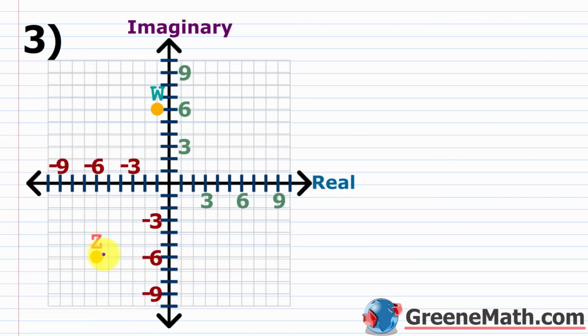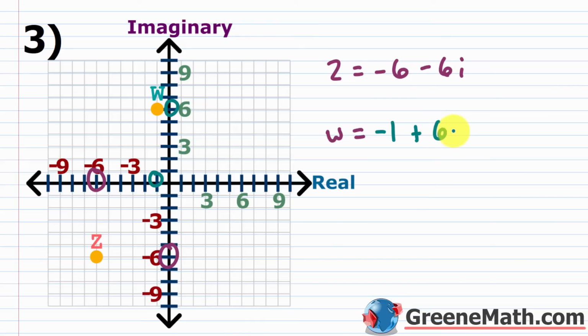So here we have z, our complex number that has a real part of negative 6, and then an imaginary part that's also negative 6. So z is equal to negative 6, and then minus 6i. And then for w, this is equal to what? Well, the real part is negative 1, and the imaginary part is going to be 6. So let's say negative 1 plus 6i.